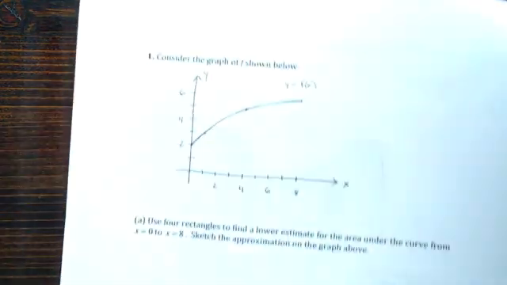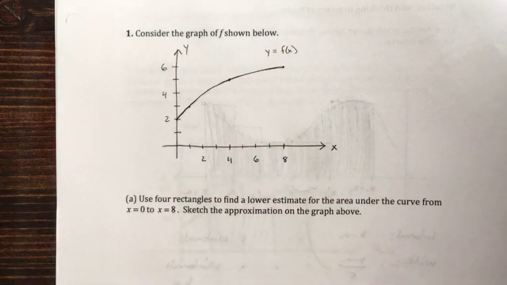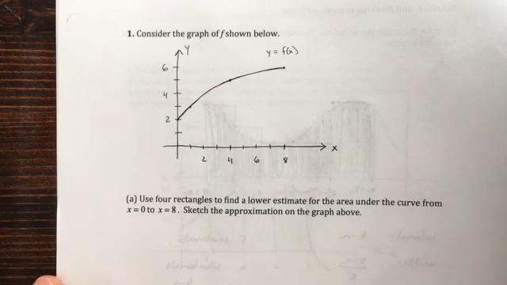Okay, turn the page to some examples. Okay, so here's example 1. Consider this. Use 4 rectangles to find a lower estimate for the area under the curve from x equals 0 to 8. Sketch the approximation on the graph above.